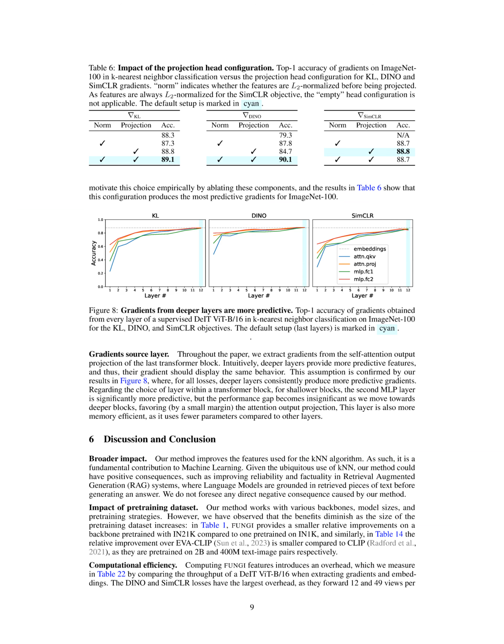For shallower blocks, the second MLP layer is significantly more predictive, but as the blocks become deeper, the performance gap between layers becomes insignificant. However, the attention output projection layer is favored slightly for deeper blocks due to its efficiency in terms of memory usage, as it utilizes fewer parameters compared to other layers.